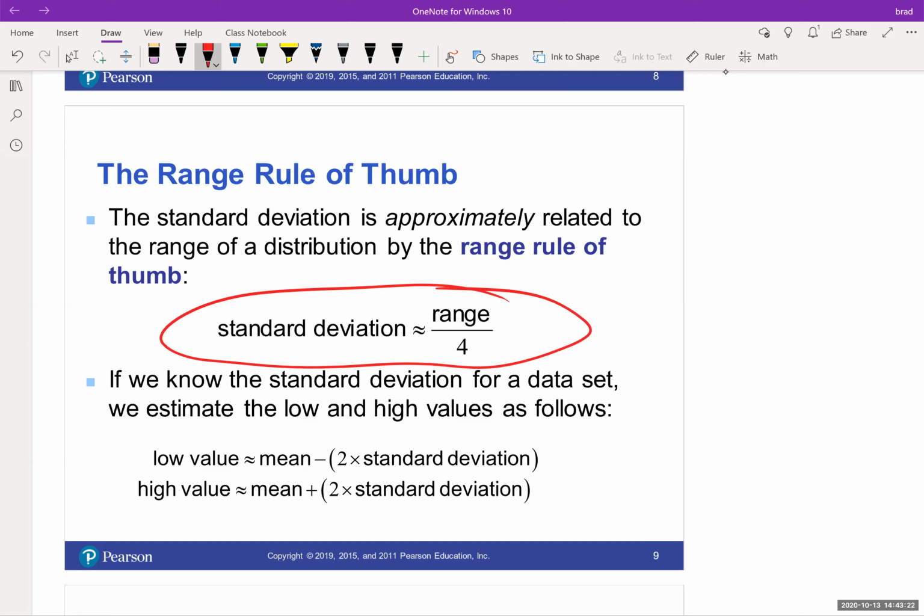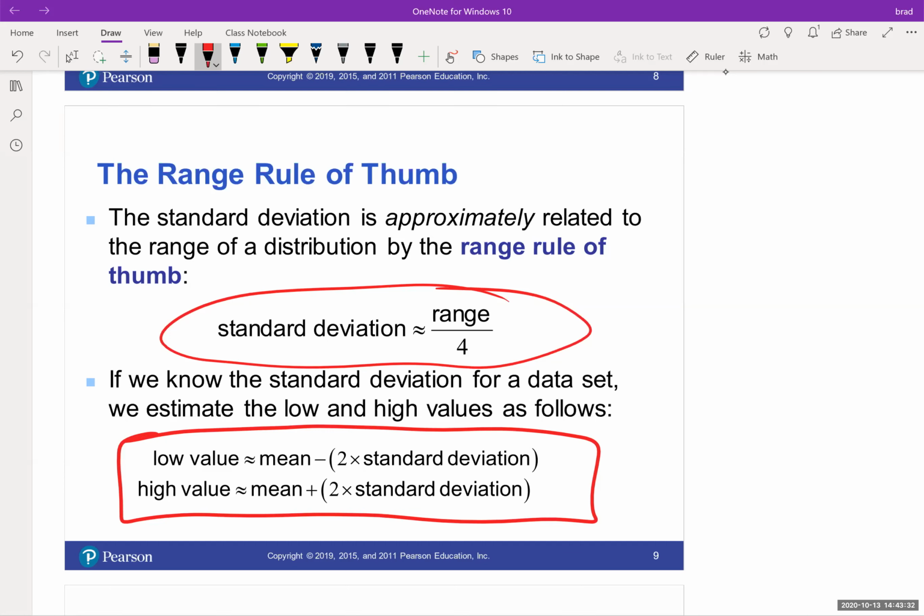But in your book, they want us to talk about the range divided by 4. So if we know the range, this is the one I use in my statistics course, so that's what we're going to use in here. And this is the range rule of thumb for standard deviation.